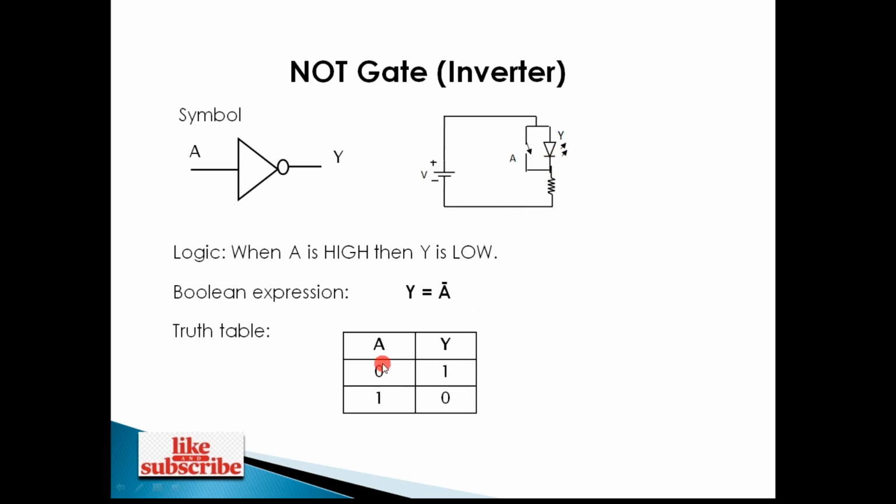And here in the truth table, since only one input is there, there is a column for A only, and 2 raised to 1 combinations, that means 2 combinations, either A is 0 or A is 1, and when A is low, Y is high, and when A is high, Y is low, inversion operation. So this is how we have studied 3 basic gates.